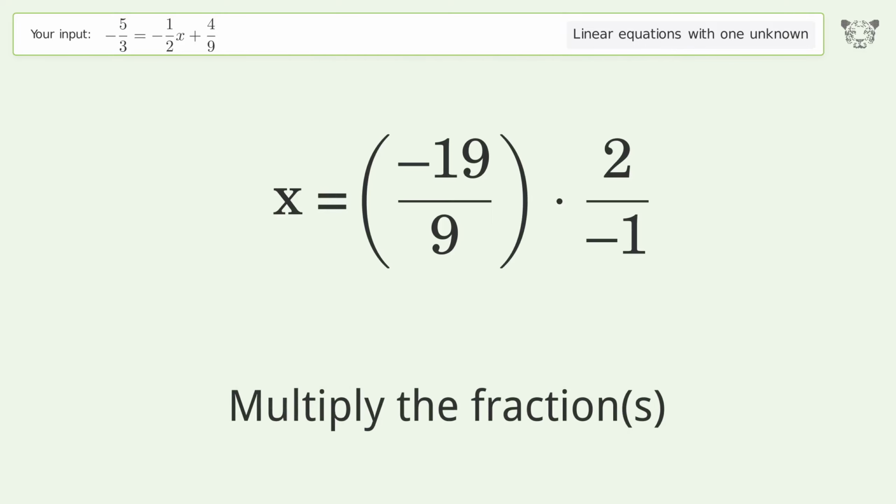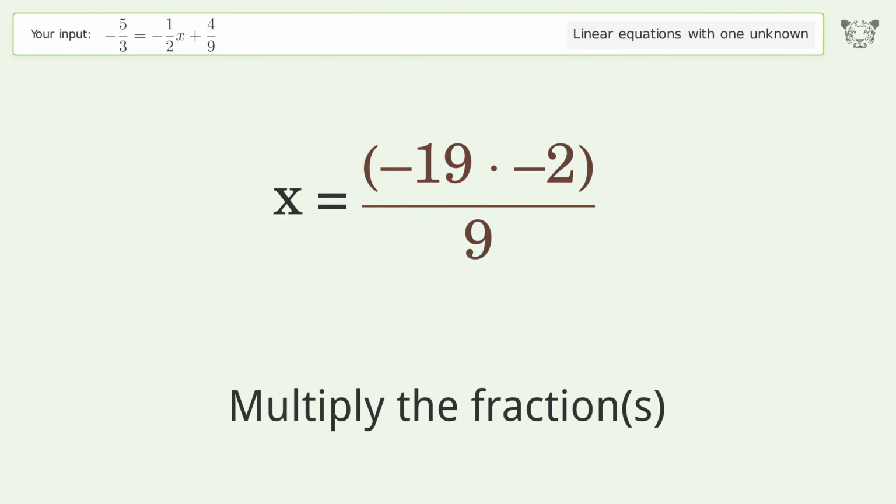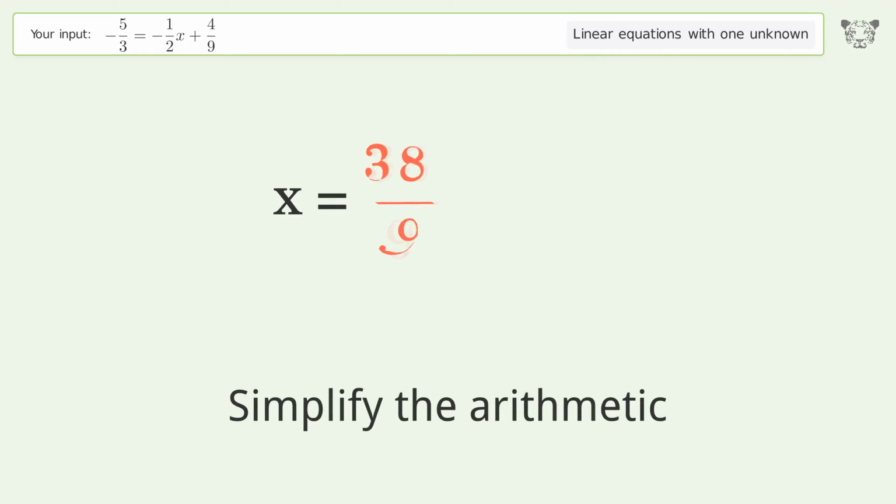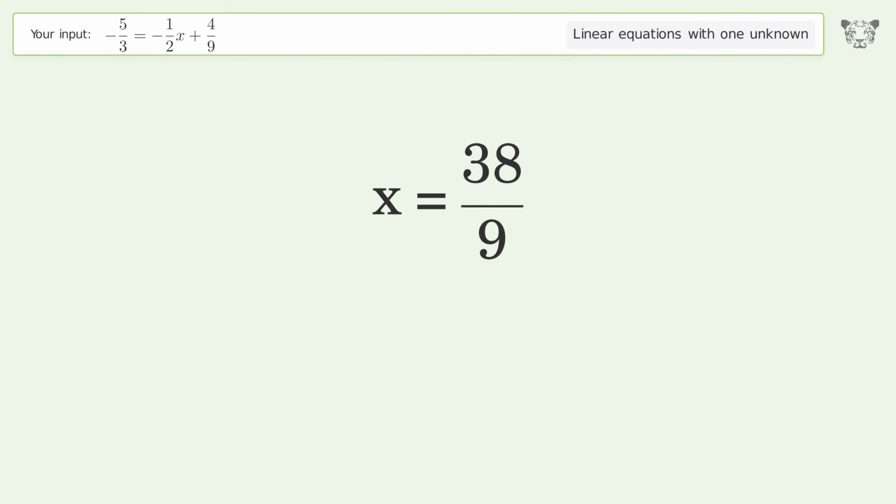Multiply the fractions. Simplify the arithmetic. And so the final result is x equals 38/9.